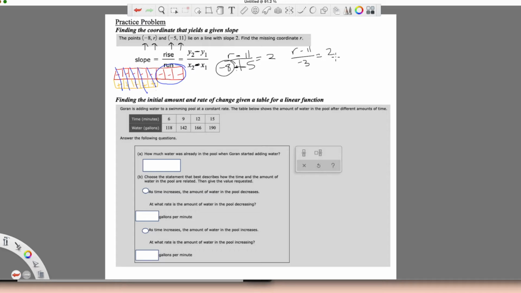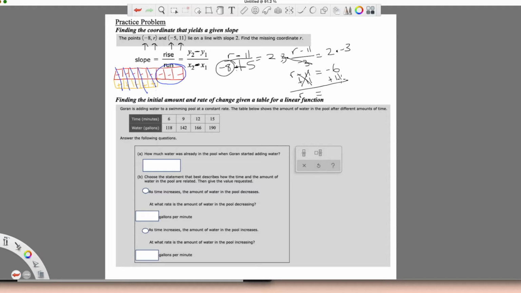So now what I want to do is I don't want this side to be divided by -3, so I'm going to multiply. I'm going to undo that division by multiplying by -3. -3 divided by -3 cancels out, and I have r minus 11 equals 2 times -3 gets me -6. And now I don't want to know what r minus 11 is. I want to know what just r is. So I'm going to add 11. I'm going to undo that subtraction. So I have r, 11 minus 11 cancels, equals negative 6 plus 11.